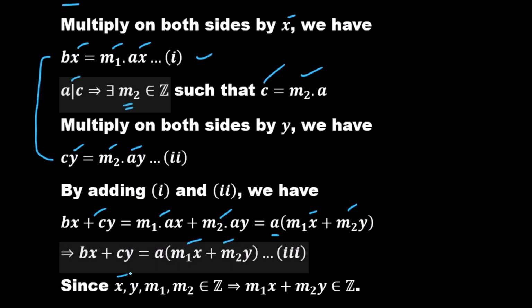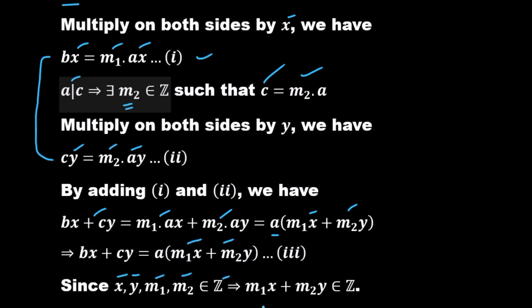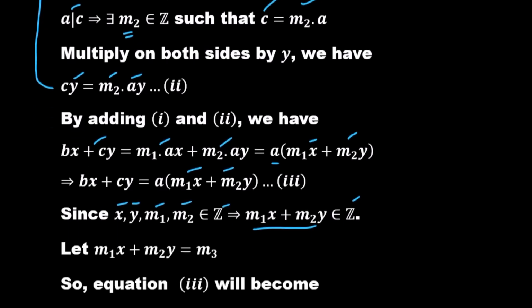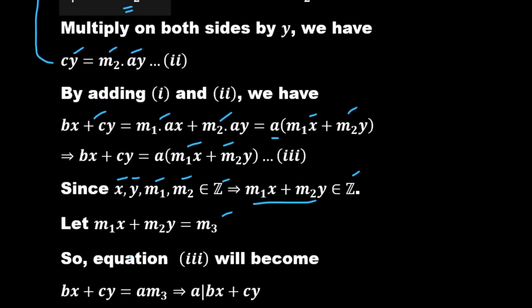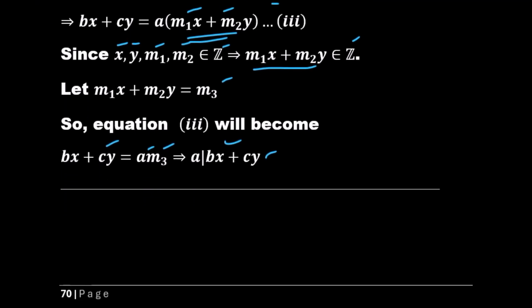As x, y, m1, m2 are four integers, their sum of products is also an integer, so this also belongs to Z. Say this is m3. By replacing this with m3, we have bx plus cy is equal to A times m3, which fulfills the definition of divisibility, which says A divides bx plus cy. So I hope now you have a clear understanding of the core topic of number theory, that is divisibility.